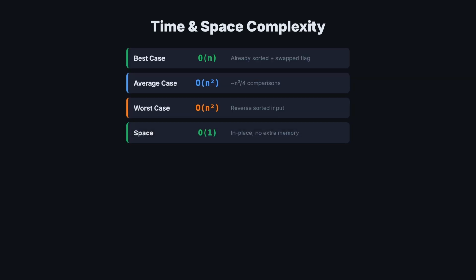The space complexity is big O 1. Bubble sort sorts in place. It doesn't create a copy of the array or use extra memory proportional to the input. Just a few variables like i, j, temp, and swapped. So, space complexity is big O 1, constant.